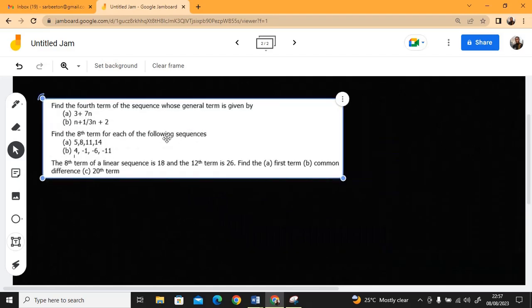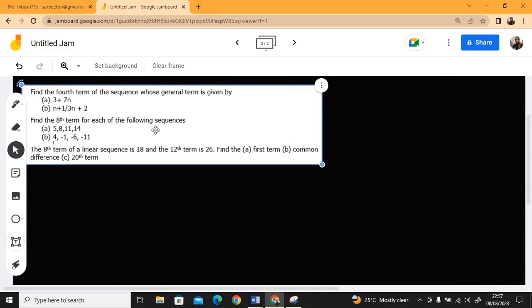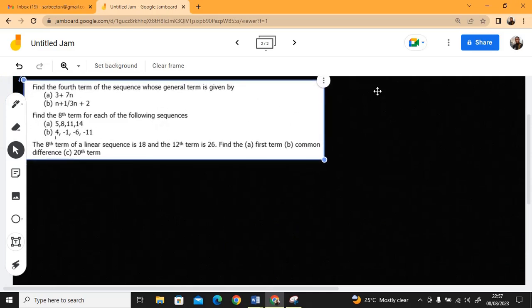So this is the question here. Now the first question said, find the fourth term of the sequence whose general term is given by 3 plus 7n. In this one, you are not going to use the formula for nth term. They have even given you what you are going to use. It's necessary to find the fourth term. This is the fourth term of each of them.